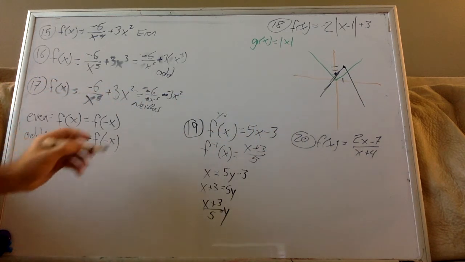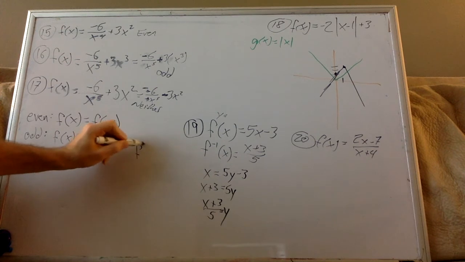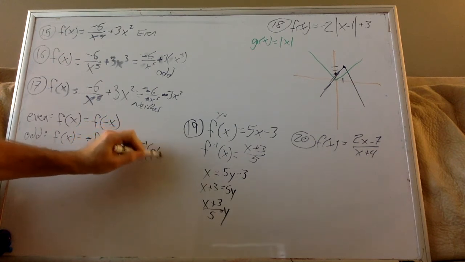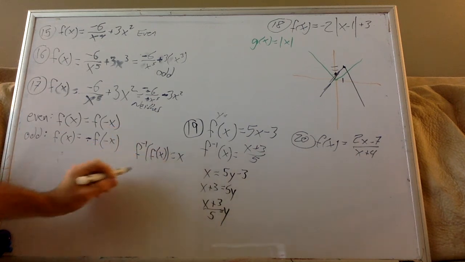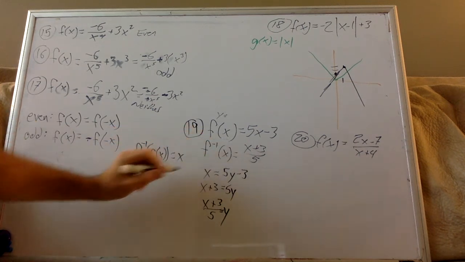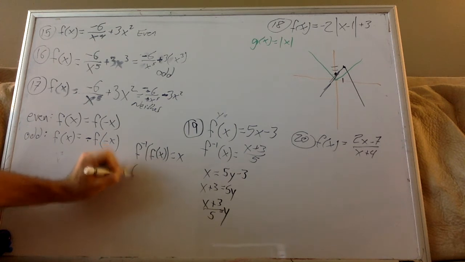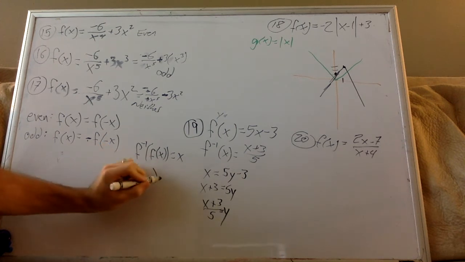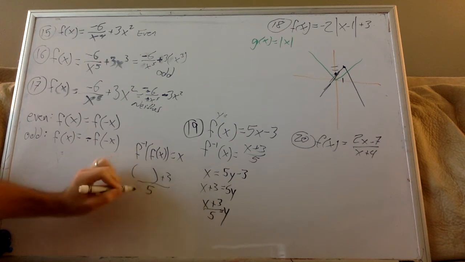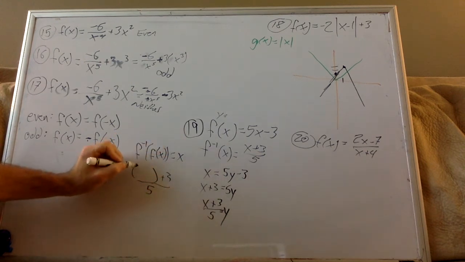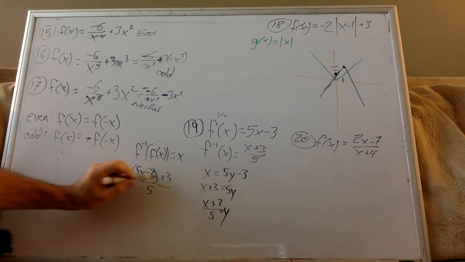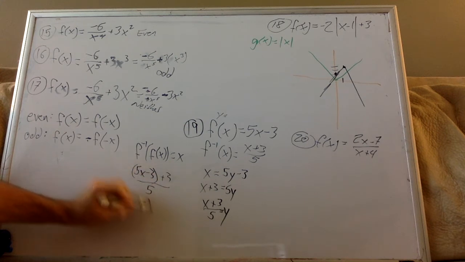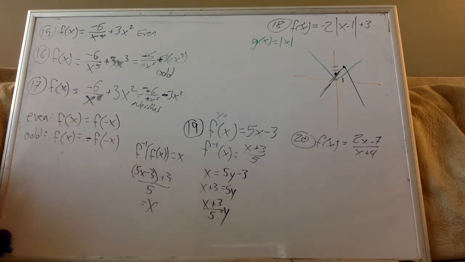Now, if we want to, we can prove that these are inverses, right? If I take the inverse of the function itself, by definition, I need to get back to my original value. So now if I do that here, I'm saying my original function plus 3 divided by 5 should give me x. So I'm going to put 5x minus 3 here, and of course 5x minus 3 plus 3 is 5x. So 5x over 5, of course we get x. So we know we've done it right.